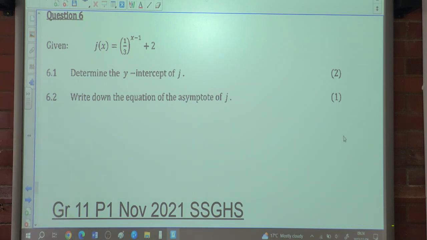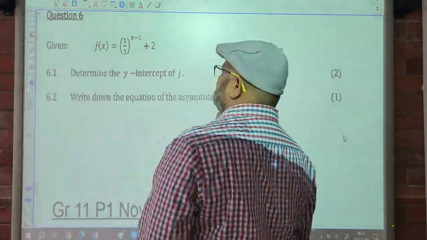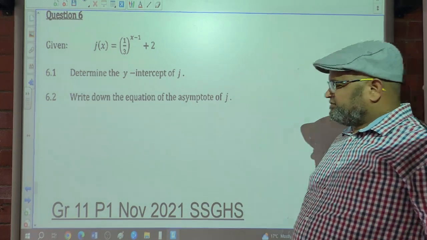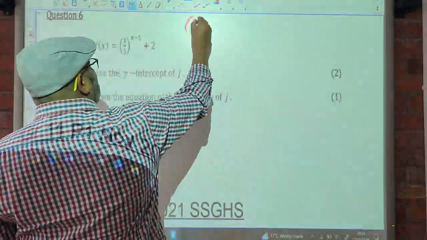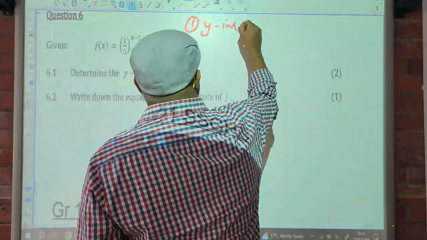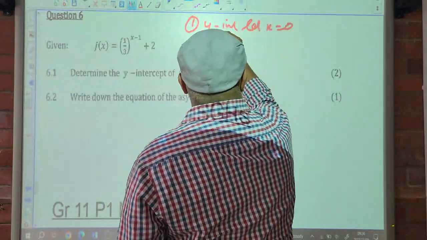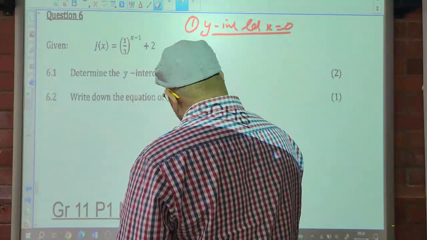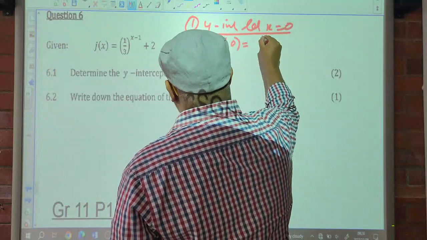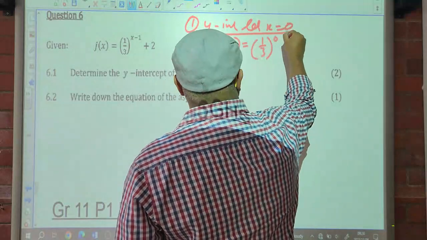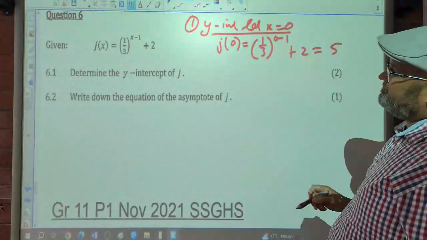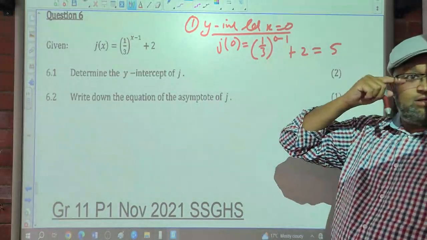Right, people. Here in question 6, given that j of x is equal to a third to the exponent x minus 1, plus 2. The question says determine the y-intercept of j. Well, how do you calculate the y-intercept? Let x equal 0. So j of 0 is equal to a third to the 0 minus 1, plus 2. So it's going to be 3 plus 2, which is 5.